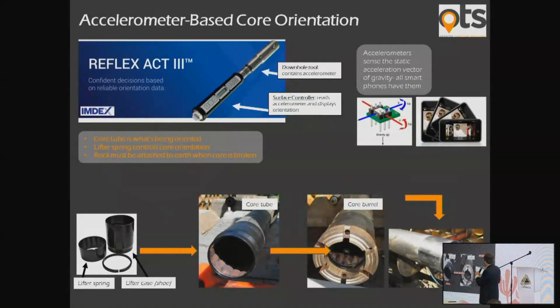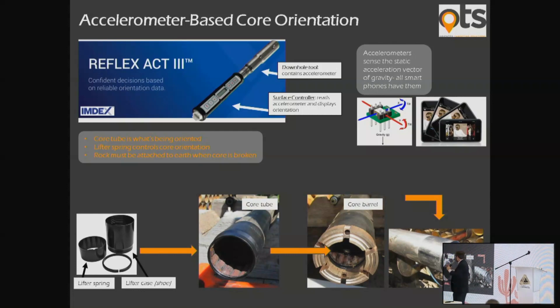I want you to understand a little of what is going on with core orientation tools. Up here we have the Reflex ACT tool. It's got two parts: a controller and a downhole tool. These tools have accelerometer sensors in them, which measure the acceleration vector of gravity. The tool is screwed onto the top of the core tube going downhole, taking a gravity measurement once a minute. It's the same kind of sensor that's in your smartphone.